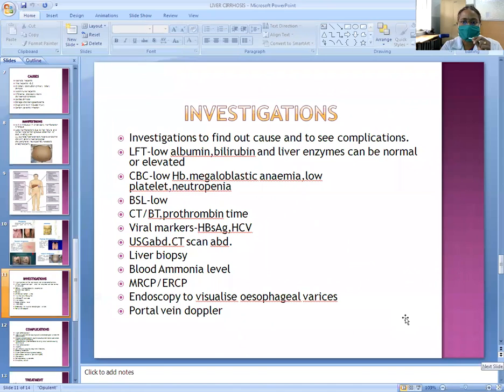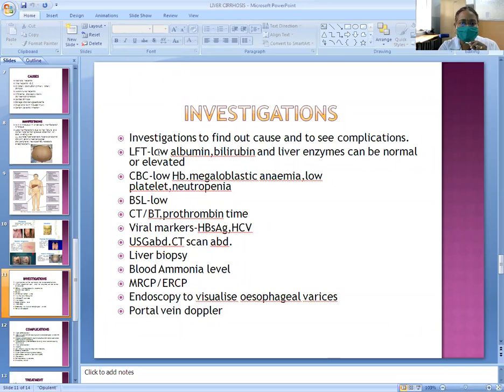Investigation is mainly to find out the cause of liver cirrhosis, because liver cirrhosis is not a primary disease, it is the end result of chronic liver disease, whatever be the cause. So you have to find out the cause of liver cirrhosis and to see its complications; the investigations are aimed mainly towards this. So the basic investigations: first, liver function test. No doubt you have to see first how your liver is working now, to what percent your liver is working now.